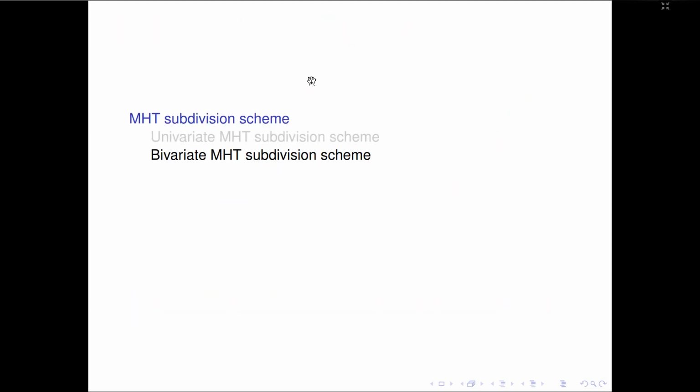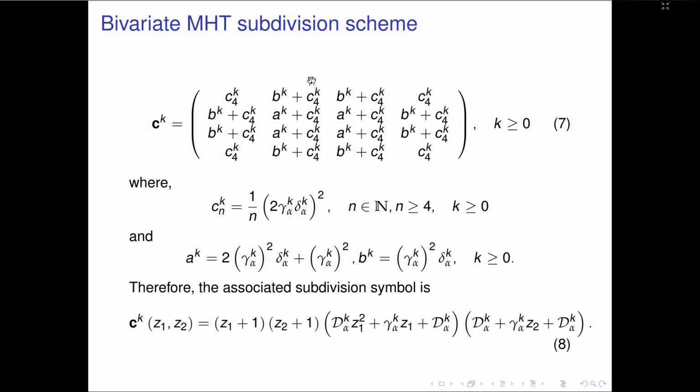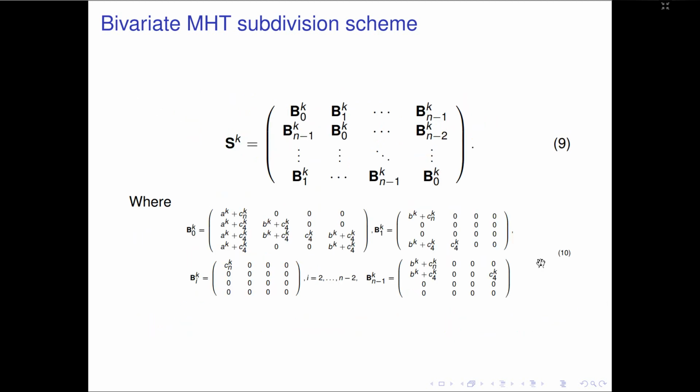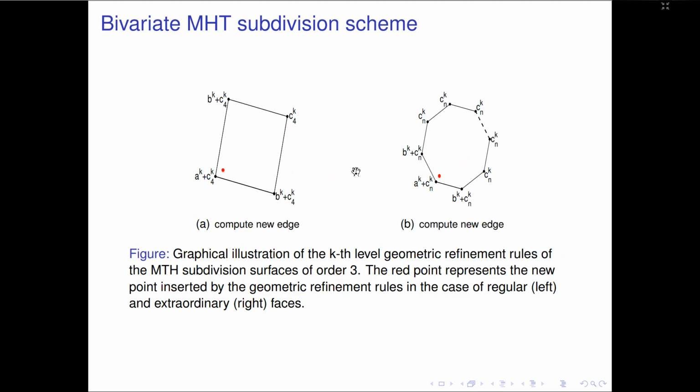Now let's move to the bivariate case. We use for the regular case the tensor product, whose matrix is expressed as follows, and the formula is expressed like that. For the irregular case, our scheme matrix can be expressed like that. In the application of the algorithm, we calculate the new point by applying the mask for the regular facet like that, and for the irregular facet we apply the mask as follows.